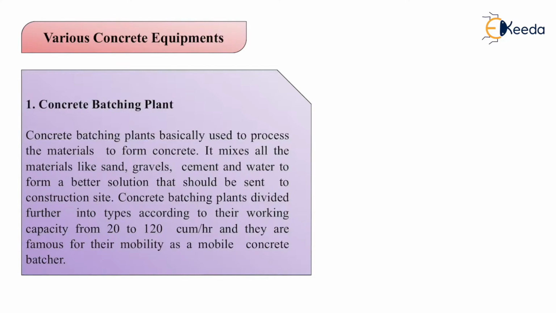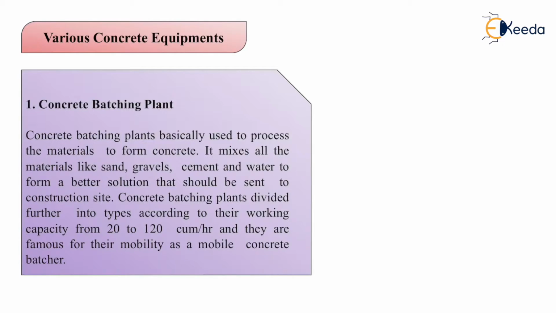The concrete batching plant is basically used to process the materials to form the concrete. It mixes all the materials like sand, gravel, cement and water to form a better solution that should be sent to the construction site. Now, concrete batching plants are further divided into types according to their capacity, from 20 to 120 cubic meters per hour, depending upon how much batching they can produce.